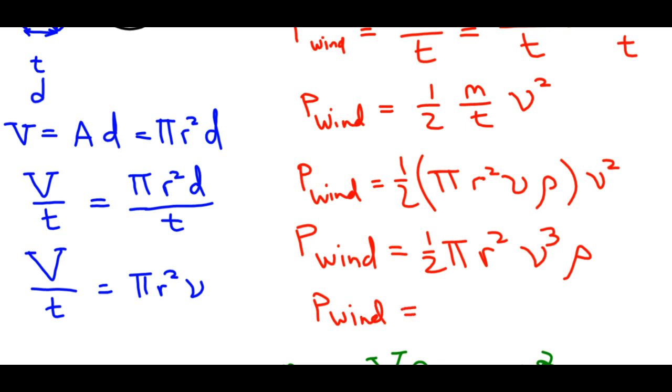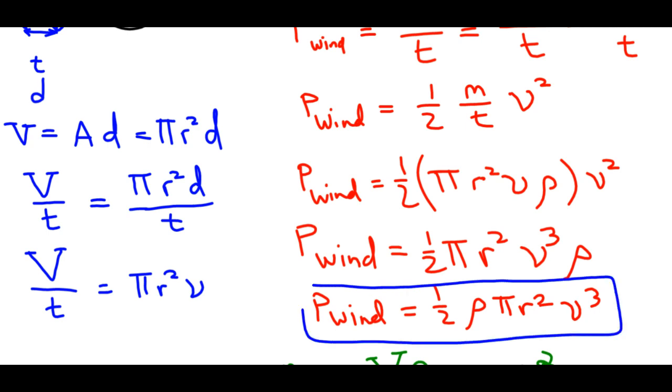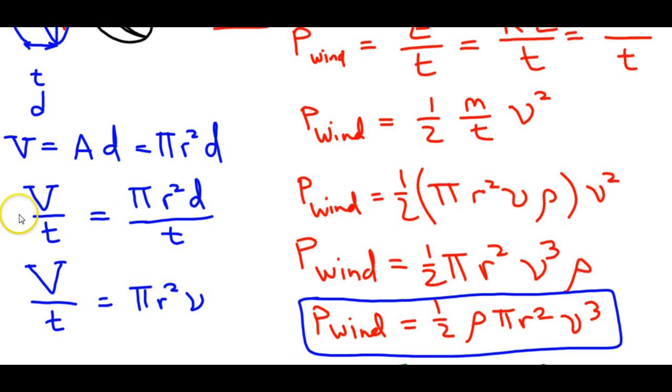And the way we write it, more commonly, is we say the power of the wind is 1/2 rho times pi r squared times the velocity cubed. So there is our final equation for the power that is supplied by the wind. Now there's an interesting fact about this equation, right? This is the power of the wind.